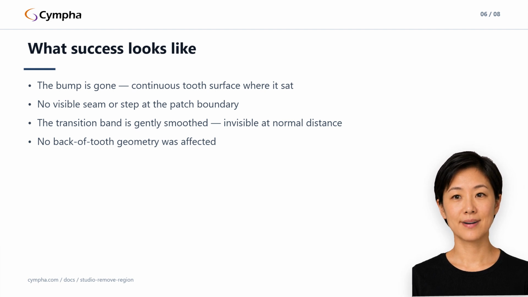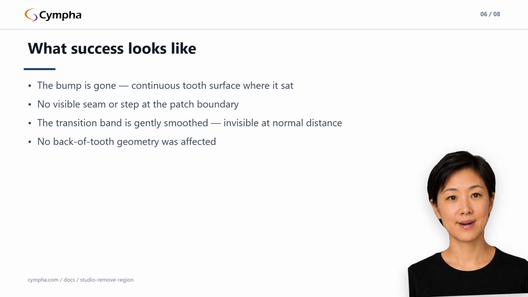And 4. The one that's easy to forget to check: no back of tooth geometry was affected. The tool works on the surface facing the camera, so if you framed the view properly, the lingual side should be exactly as it was. Orbit right round and confirm it before you move to the next site.